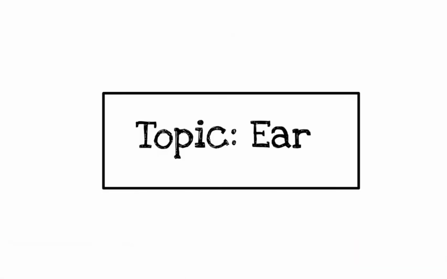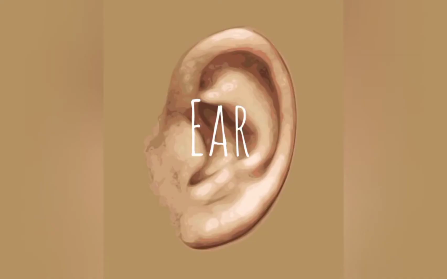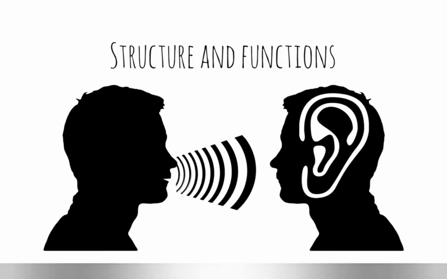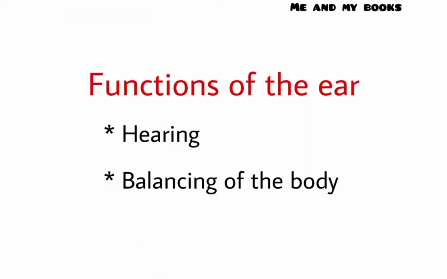Last time we studied the eye, today's topic is the ear: the structure and function of the ear. You know, the ear is important to hear sound. Today we have to study the structure and function of the ear. What is the function of the ear? There are two functions, hearing and balancing of the body. The ear helps not only with hearing, it also helps with balancing of the body.